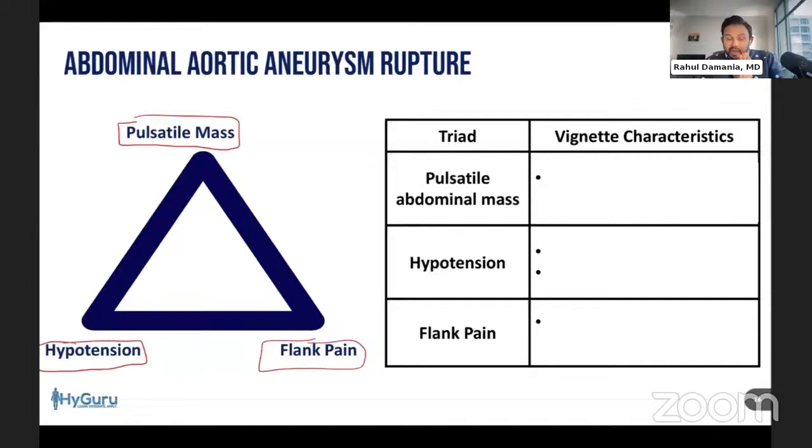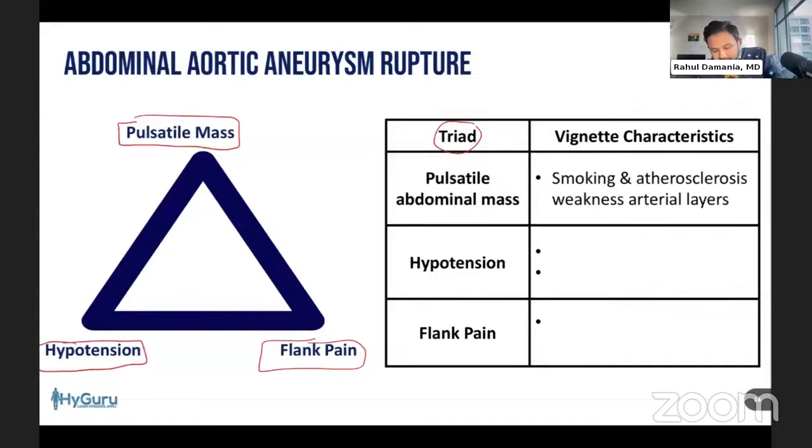As you can see, what I'm doing is I'm giving you the triad, and I'm going to be giving you the vignette characteristics as well as just a little bit of a pathophysiologic explanation as to how this is happening. So let's go ahead and go through the abdominal aortic aneurysm rupture triad. The pulsatile mass, remember in your social history, the patient is going to be a smoker. Also recognize that they could have atherosclerotic risk factors, diabetes, hypertension, dyslipidemia in the past medical history. This is going to weaken the arterial layers, and thus you are going to get a pulsatile abdominal mass. Maybe they will say an abdominal bruit as well.